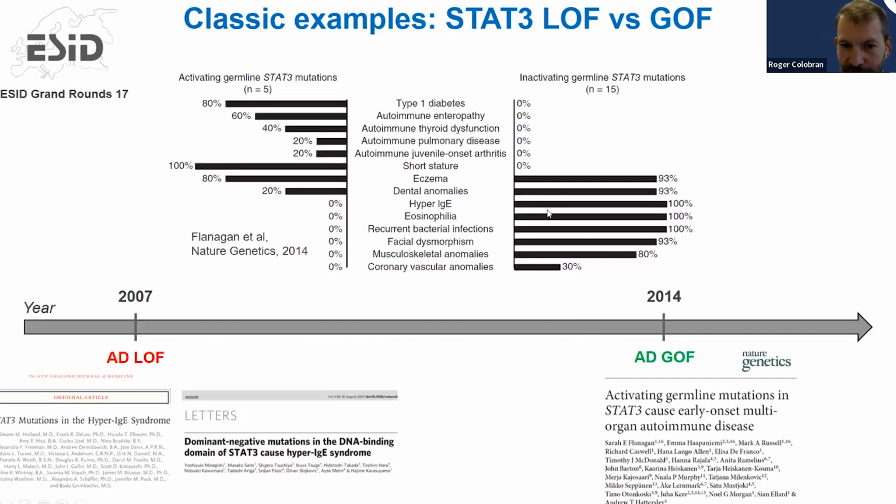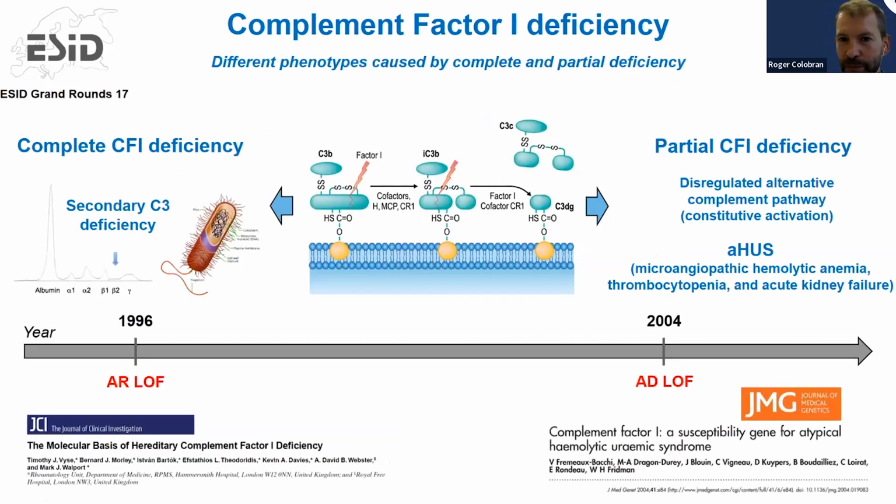You can see here in this figure that both phenotypes are largely non-overlapping, except for the eczema and some dental anomalies. And this is another nice example about gain of function or loss of function mutations. The last classical example is complement factor I. I completely changed the genes to the complement genes.